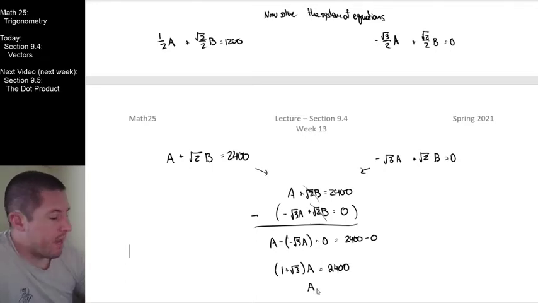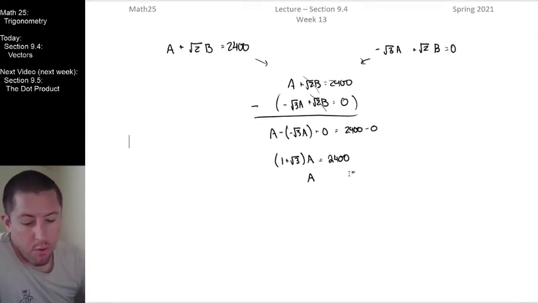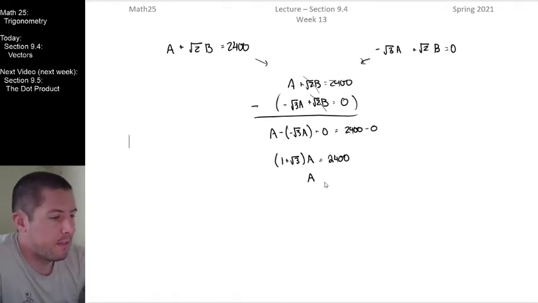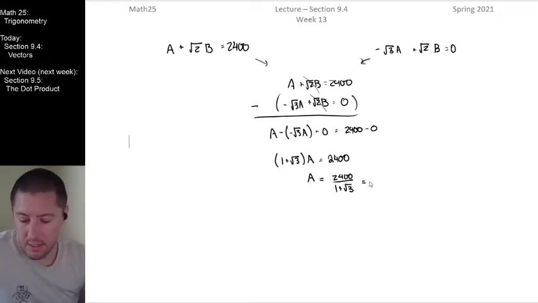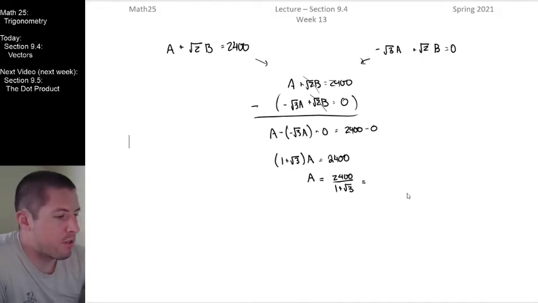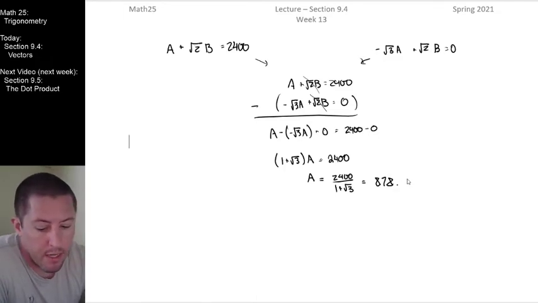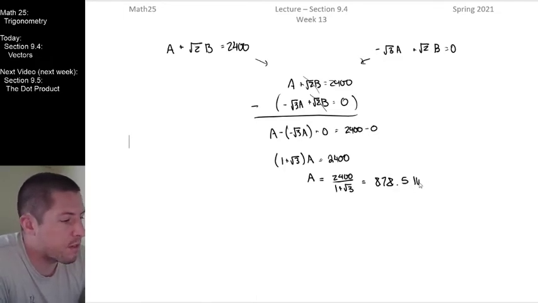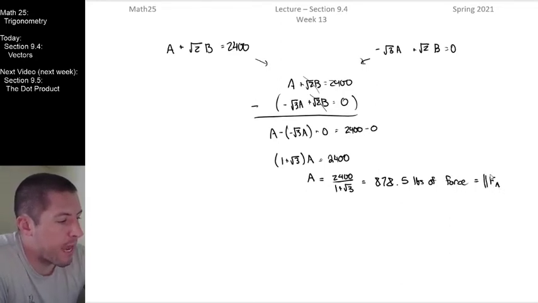And so it looks like A, which is our shorthand for the total force experienced by cable A, should be 2400 divided by 1 plus root 3. And I have that written down in my notes right here. My calculator told me already, 878.5 pounds of force. That is the magnitude of force being experienced by cable A.